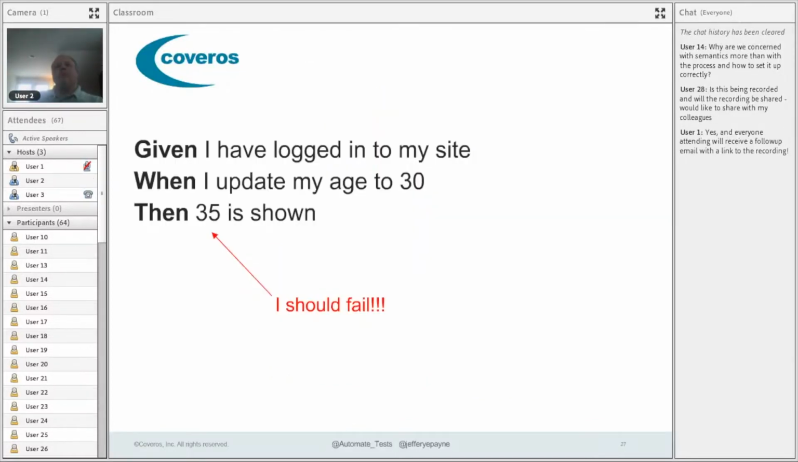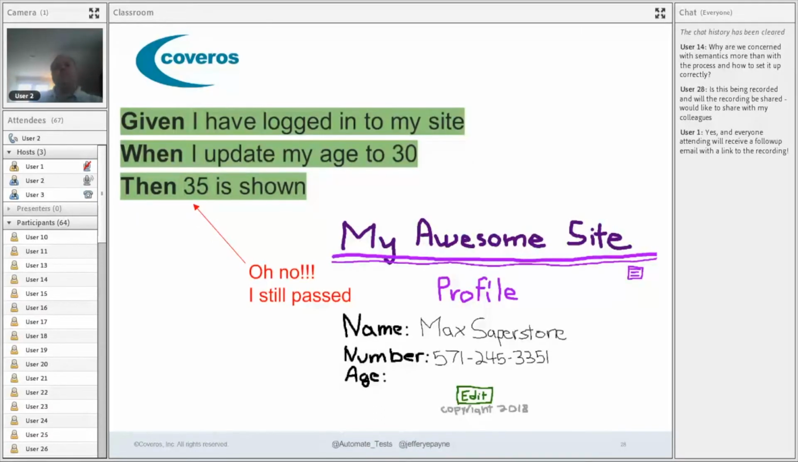So we can very easily modify this test and say, all right, well, given I have logged into my site, when I update my age to 30, then 35 is shown. And now I know immediately, well, if I updated to 30, 35 should not be shown. 30 should be shown. So if I run through my test again, and I still see a pass, I say, aha, great, this is a bad test. I know that there is some sort of problem with it because I'm still getting a pass even though I've tried to force my test to fail.